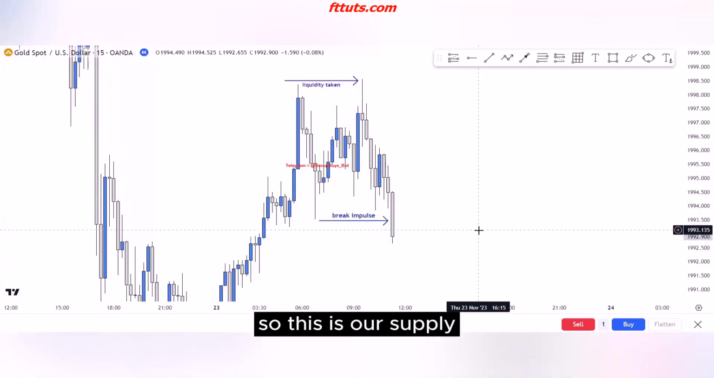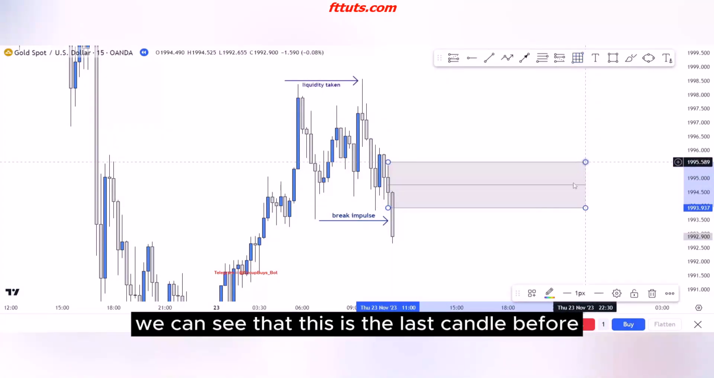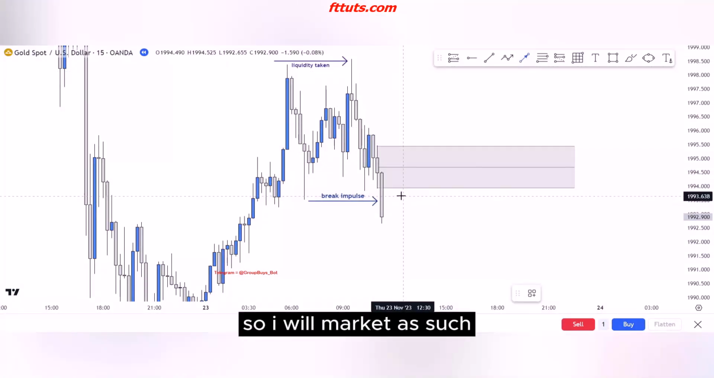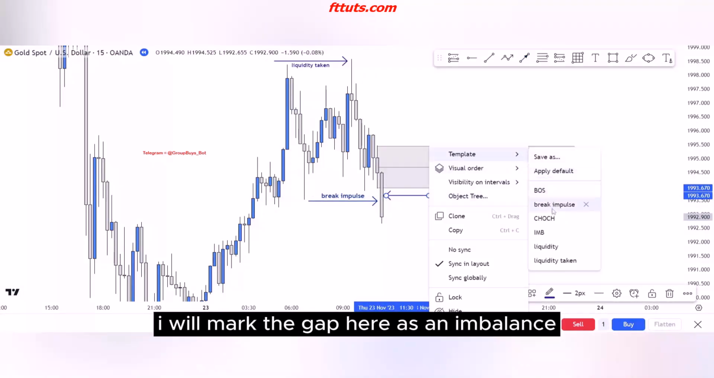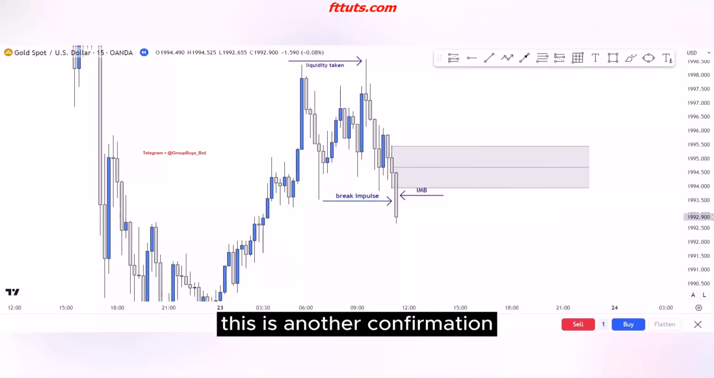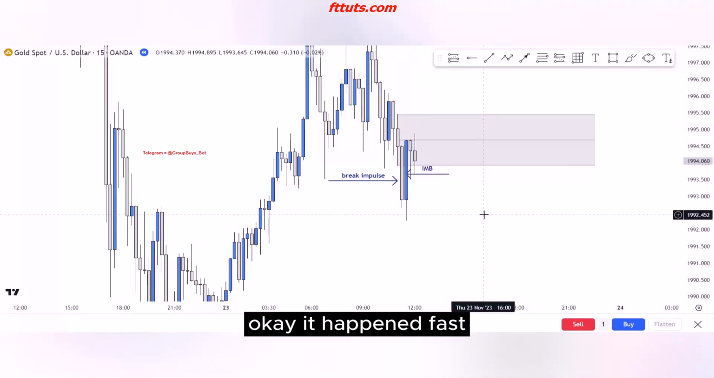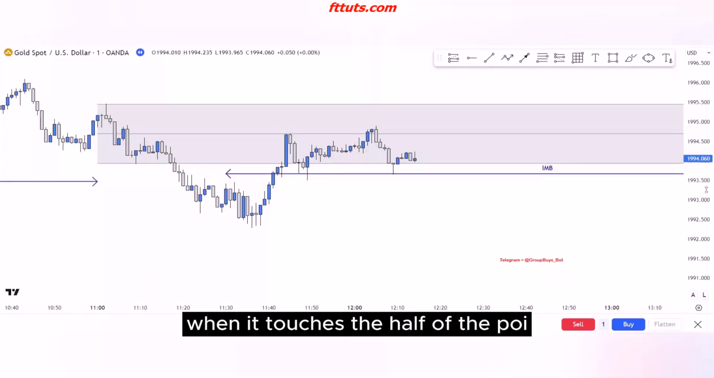It's really fast. So this is our supply. We can see that this is the last candle before the break impulse, and I don't see any imbalance in this area that needs to be filled, so I will mark it as such. I will mark the gap here as an imbalance. This is another confirmation. Now we will wait for it to reach the half of the supply. Okay, it happened fast. We move to a smaller time frame when it touches the half of the POI.